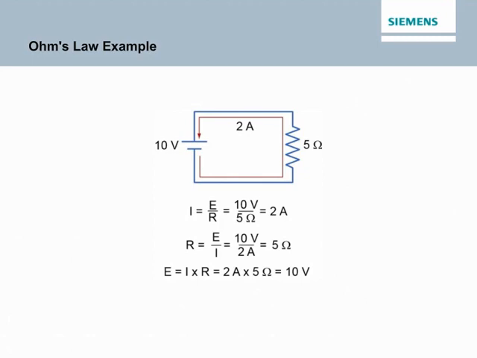Likewise, if we know that the voltage is 10 volts and the current is 2 amps, we can determine that the resistance is 5 ohms. Finally, if we know the current is 2 amps and the resistance is 5 ohms, we can determine that the voltage must be 10 volts.